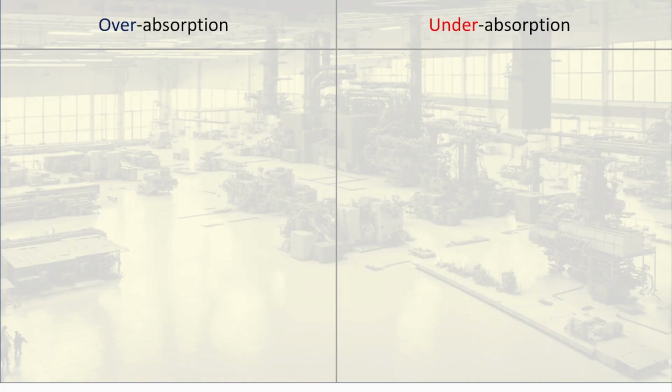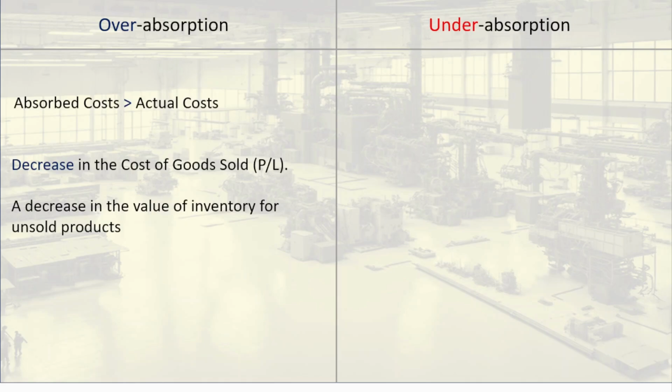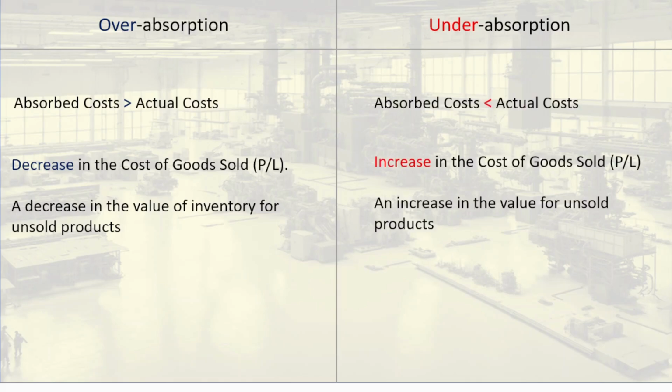However, it can lead to situations where we either absorb too much or too little overhead costs compared to the actual ones. When the absorbed costs exceed the actual costs, it results in overabsorption. In this case, the difference reduces the cost of goods sold and maybe the value of inventory in case of unsold products. Conversely, if the absorbed costs are lower than the actual costs, we have underabsorption. The difference increases the cost of goods sold and maybe the value of unsold products.